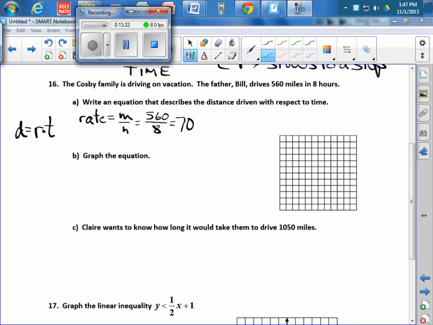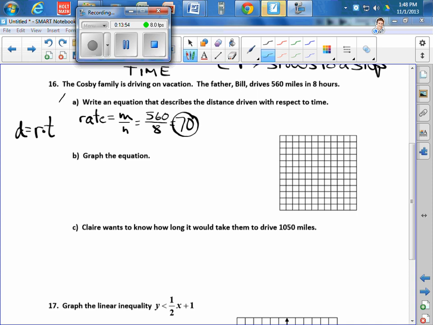All right, if the Cosby family is driving on vacation and they go 560 miles in 8 hours, write an equation that describes the distance driven with respect to time. That means use your formula, D is equal to R times T. Distance is equal to rate times time. Well, what is the rate? Well, rate means miles per hour. Well, how many miles? 560. How many hours? 8. How fast is it going? 70 miles per hour. So this is his speed.